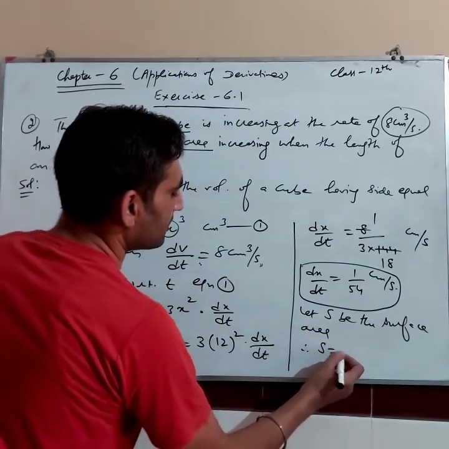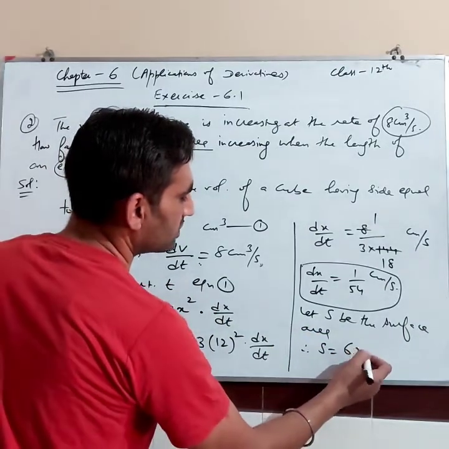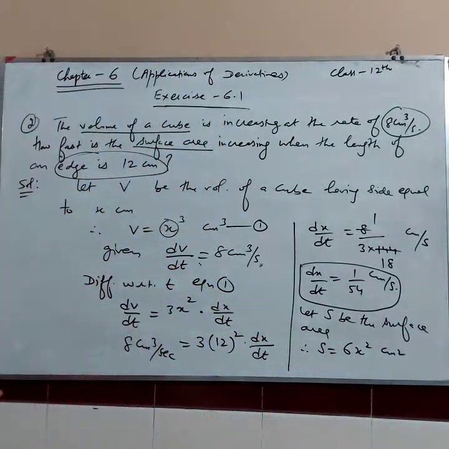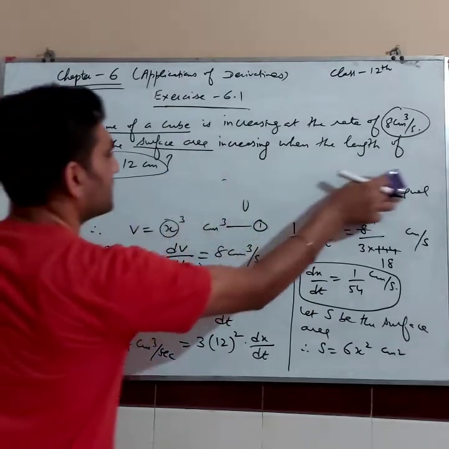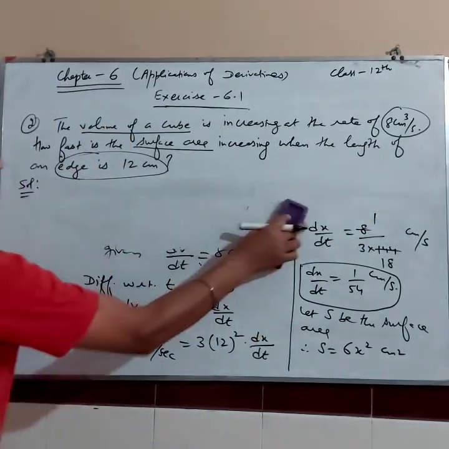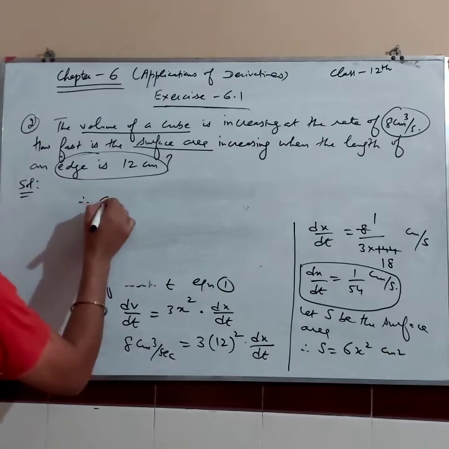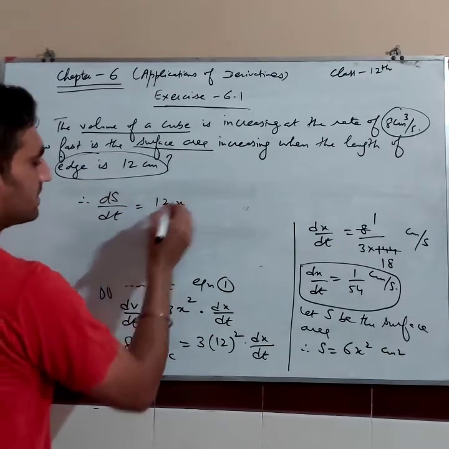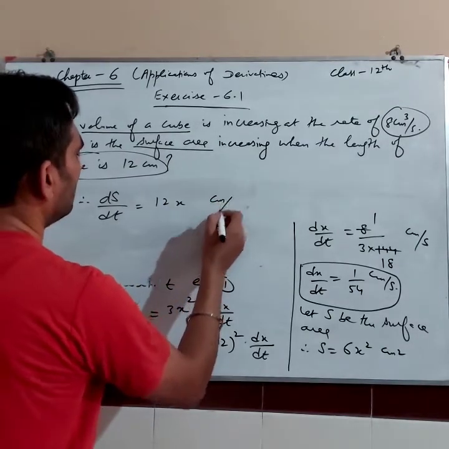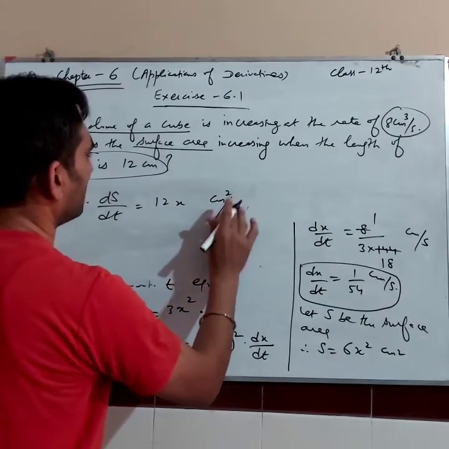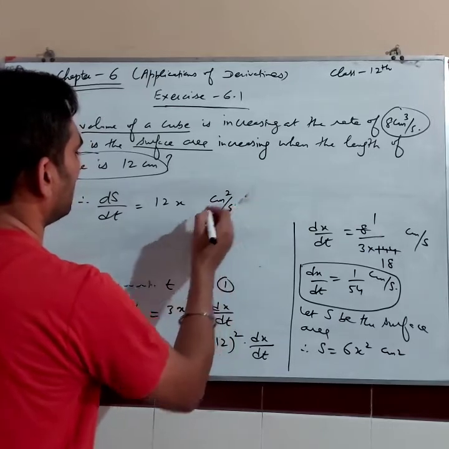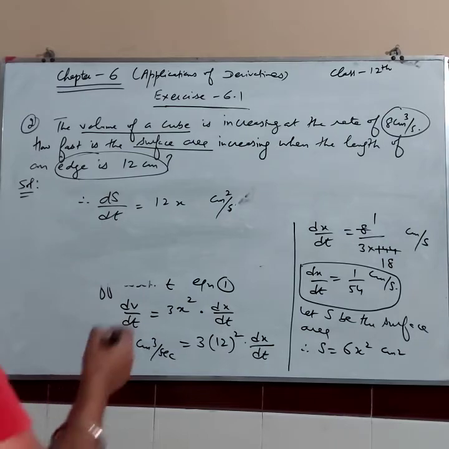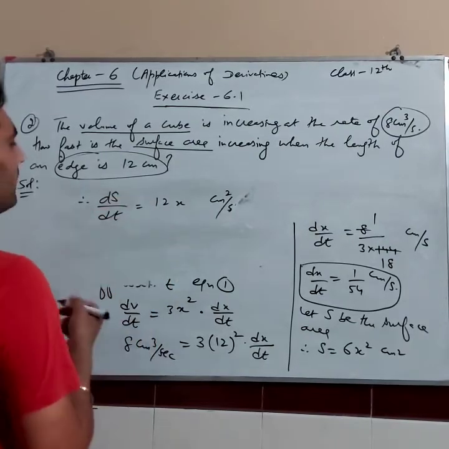Then the surface area's formula is S = 6 times side square, in centimeter square. Now we have to write the rate of change of surface area with respect to time. So therefore dS over dt will be 12x centimeter square per second. Now this dS over dt at x equal to 12, what will be the answer?